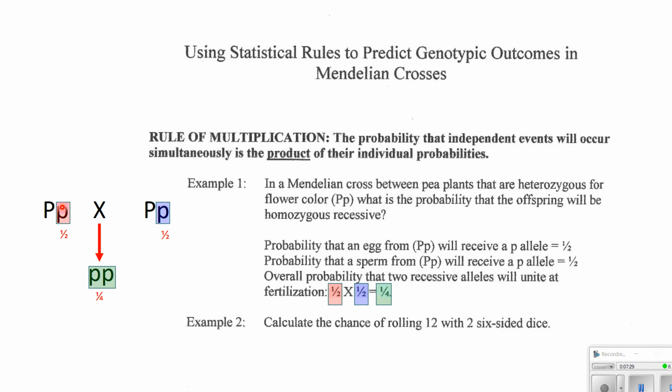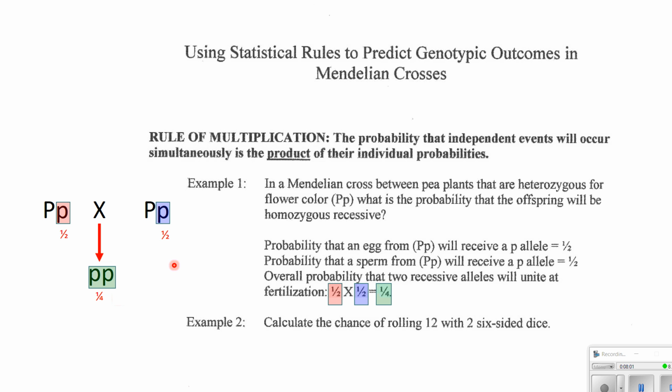The probability that this parent will pass down little p is 1 out of 2. And the probability that this parent will pass down little p is 1 out of 2. So if we multiply 1/2 times 1/2, we get an overall probability of 1 out of 4. It's the same probability that your coin and your friend's coin will both land on heads at the same time. 1 out of 4 chance.